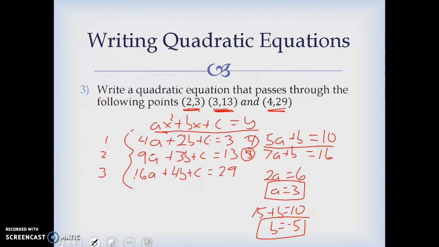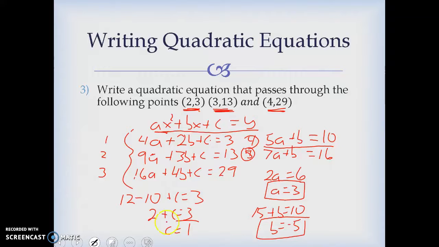If a is 3 and b is negative 5, let's go back to equation number 1. 4 times a, well that's 4 times 3, which is 12. 2 times b is 2 times negative 5, which is negative 10. Plus c equals 3. Well, 12 minus 10 is 2, plus c equals 3. If I subtract 2 from both sides, that means c is 1.